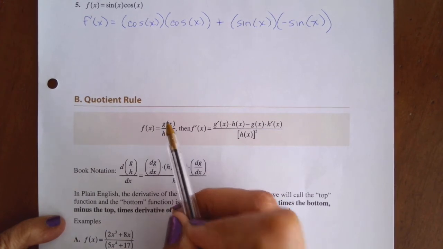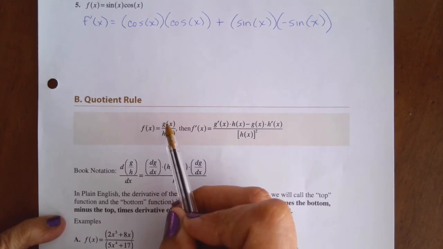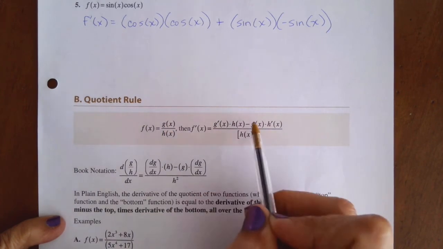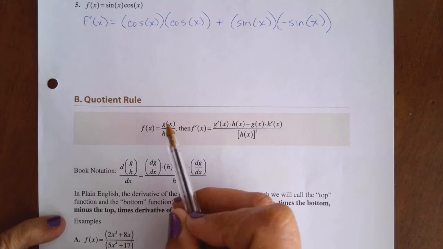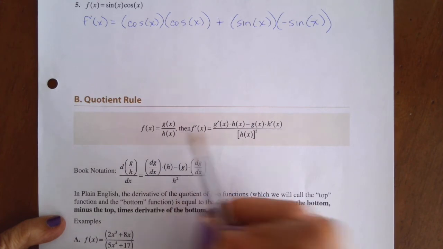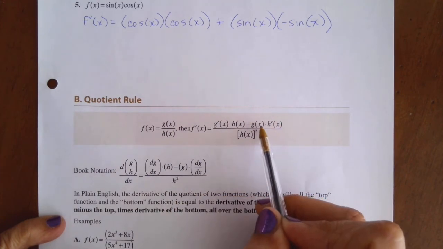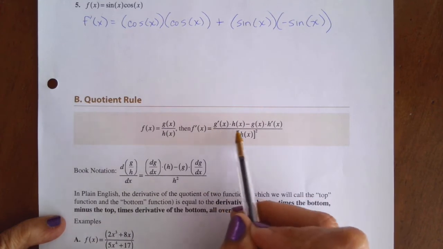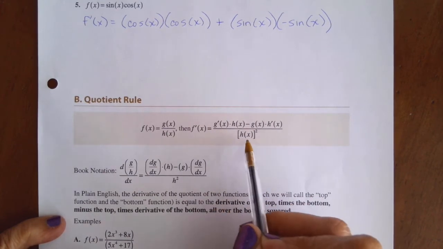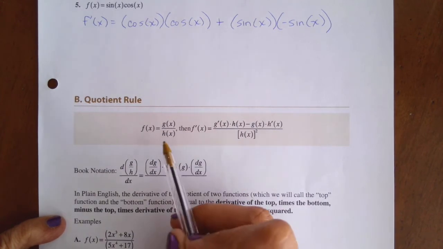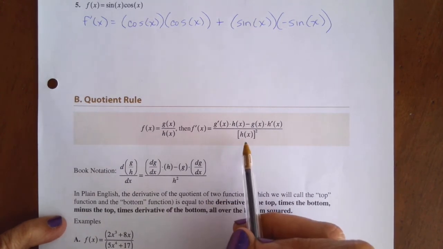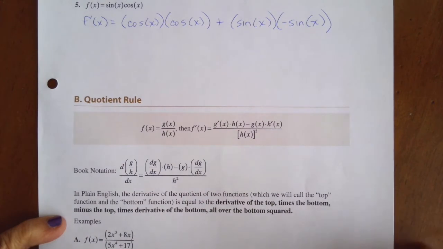It's real important that you do the top first. So the derivative of the top times the bottom, which is right here, and then always a minus sign. Then you do the top times the derivative of the bottom, okay? The difference is you're going to write this as a fraction. It'll be over just the bottom squared. No derivative in the bottom. Whatever's in the bottom, you're just going to square it, okay? So that's the rule for quotients.